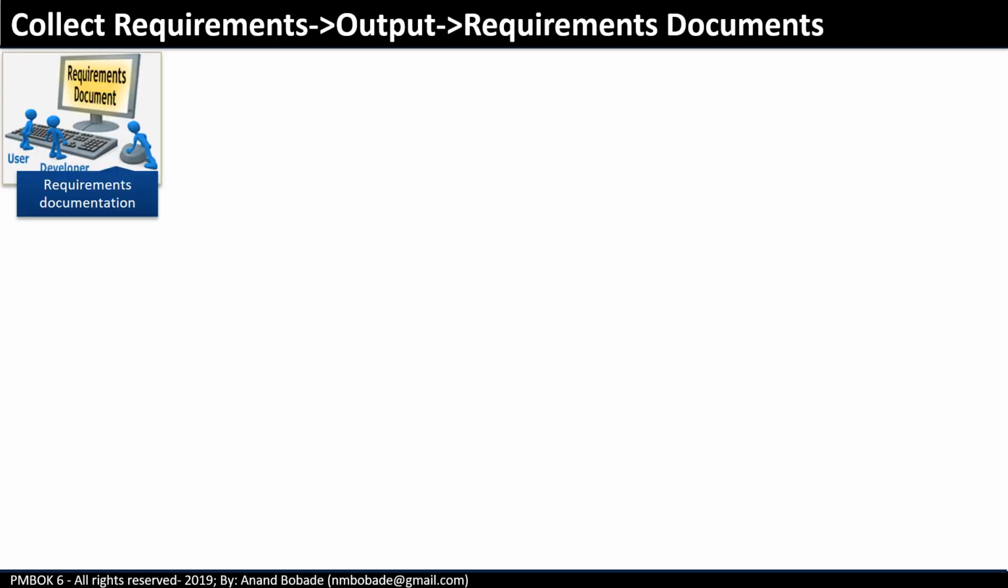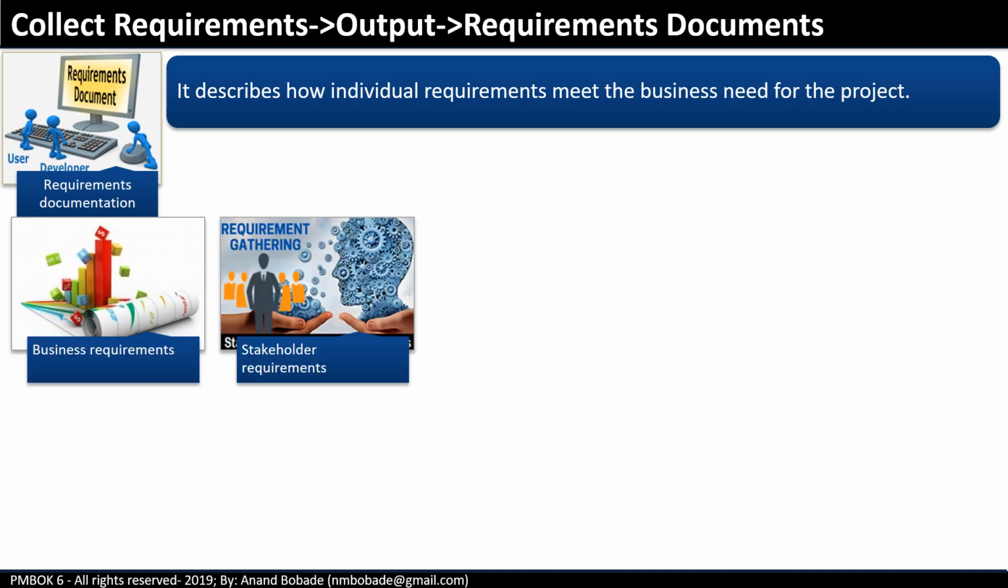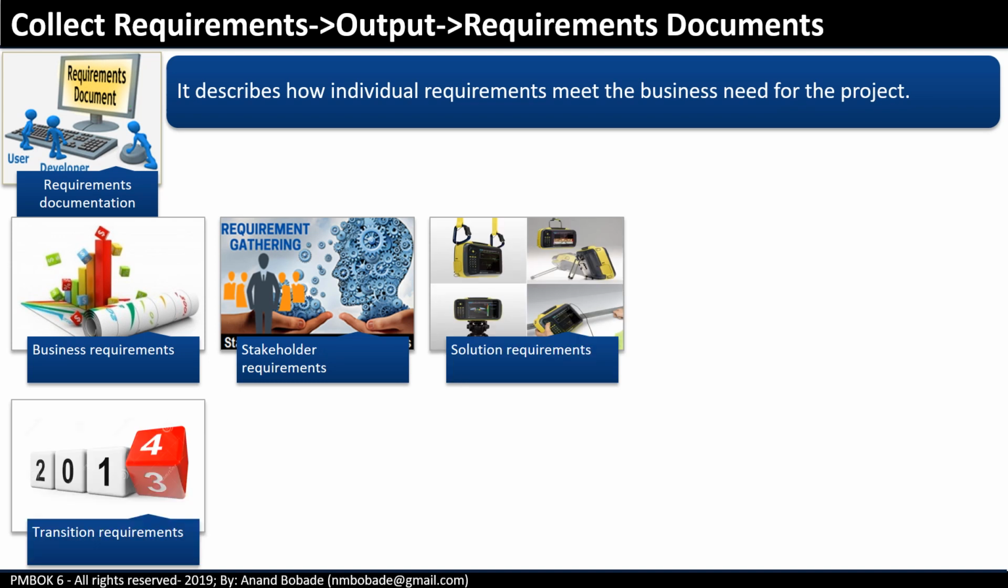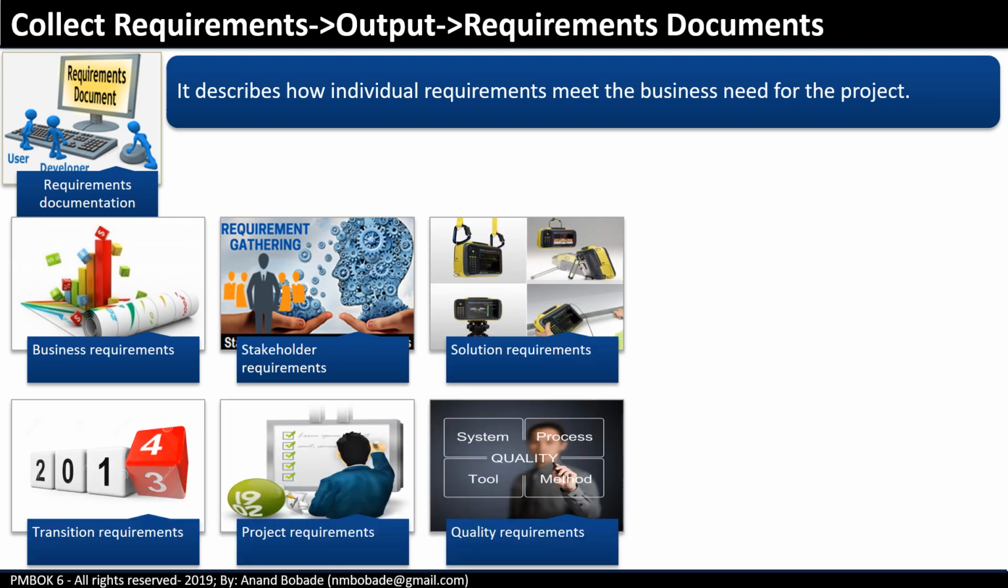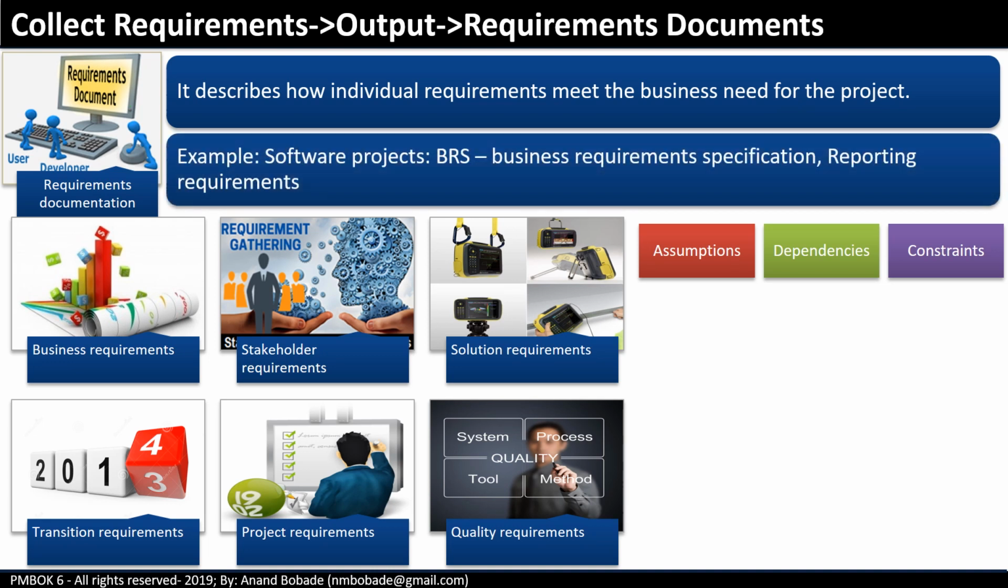Requirements documentation. It describes how individual requirements meet the business need for the project. The requirements document may contain many types of requirements like business requirements, stakeholder requirements, solution requirements, transition requirements, project requirements, and quality requirements. It may vary based upon the industry in which you are executing the project. It will also have assumptions, dependencies, and constraints. For example, in a software development project, this document might be called a BRS, a business requirement specification, or a reporting requirements document.